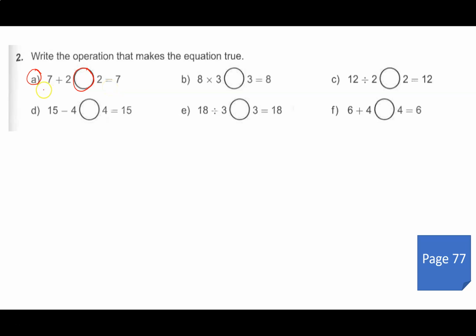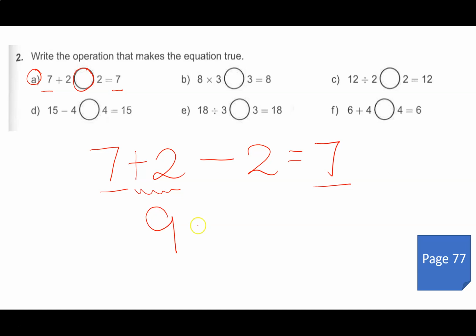So again, you will notice that the first number and the last number are the same. 7 plus 2, something, 2 equals 7. So if we start with 7 and end with 7, let's see, if we add 2, we must subtract 2 to get back to 7. Let's see if I'm right. 7 plus 2 is 9. 9 minus 2 is 7. So the operation that we're missing is subtraction or minus.